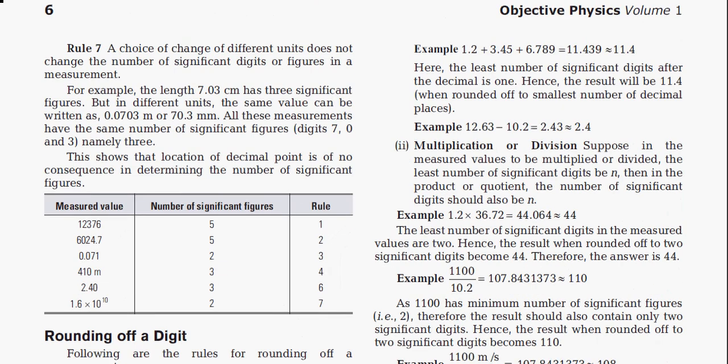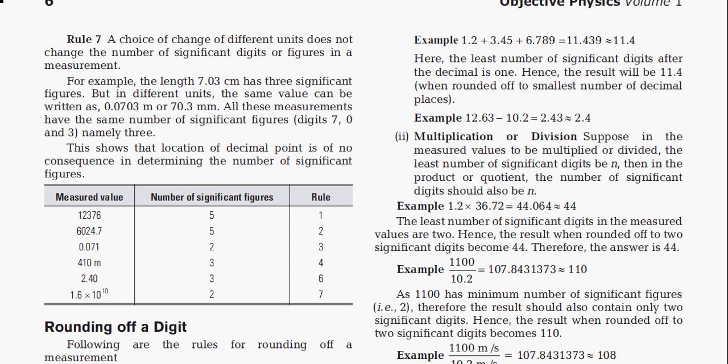Well, let's see rule 7, which is the last rule for this. A change of different units does not change the number of significant digits or figures in a measurement. For example, a length of 7.03 centimeter has 3 significant figures, but in a different unit the same value can be written as 0.0703 meter or 70.3 millimeter. All these measurements have the same number of significant figures.